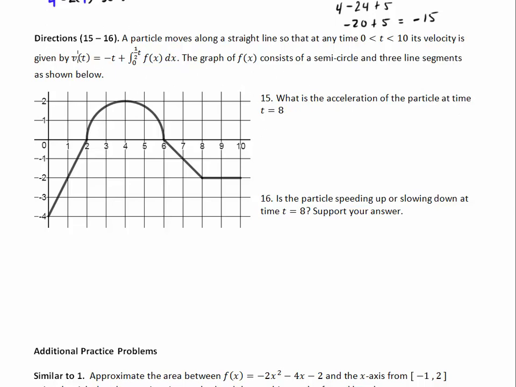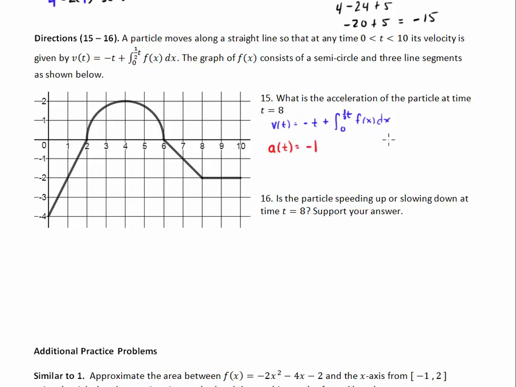Well, acceleration is simply the derivative of velocity. So I've got v of t equal to negative t plus the integral from 0 to 1/2 t of the function f of x dx. To find the acceleration, I want to take the derivative of that. So the derivative of velocity is acceleration, so I'm going to write a of t. The derivative of negative t with respect to t is negative 1.